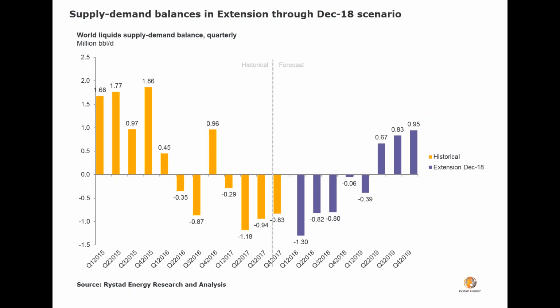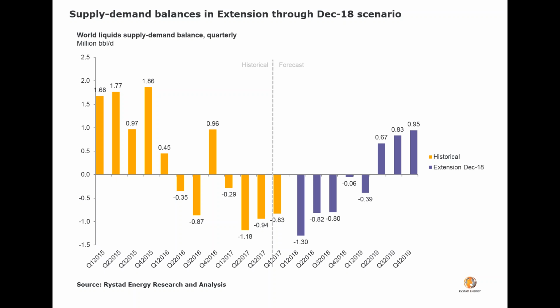So if we look at the balances in this scenario, then you'll have actually 5 quarters in a row starting first quarter 18 with draws in the market. So this is a quite bullish 2018 scenario. But then in 2019, the balances shift again as demand only grows around 1.3 million barrels per day, and you get supply growth back from production cuts.